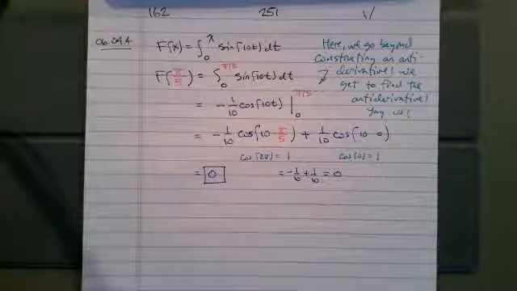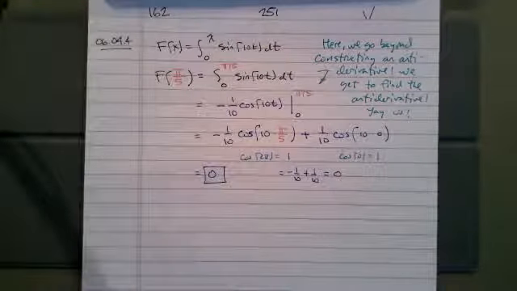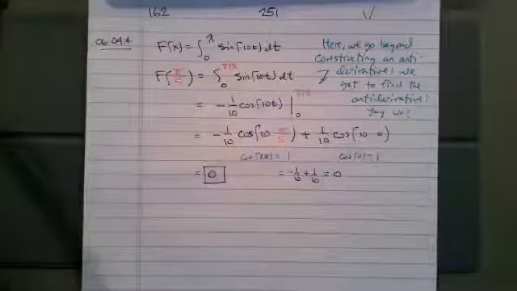This represents how much we're integrating the sine of 10t. This tells us how much the cosine of 10t has changed from 0 to pi over 5. So this is the change.